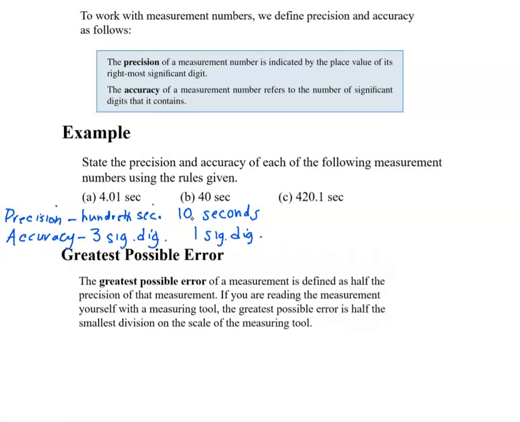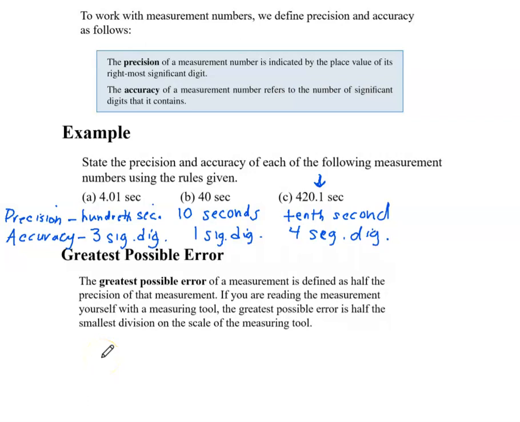Okay, we're going to the leftmost number that's a significant digit, and it's the 1. This is in the tenths place, so this is accurate to the tenth of a second. And this 0 counts because it's in between two whole numbers besides 0. And this one has 4 significant digits.